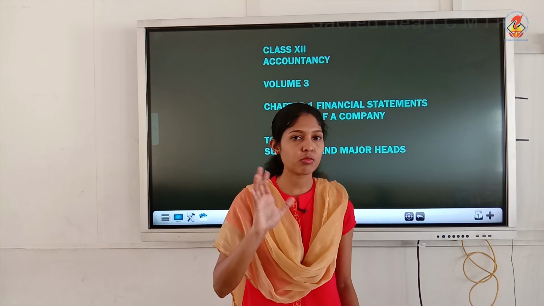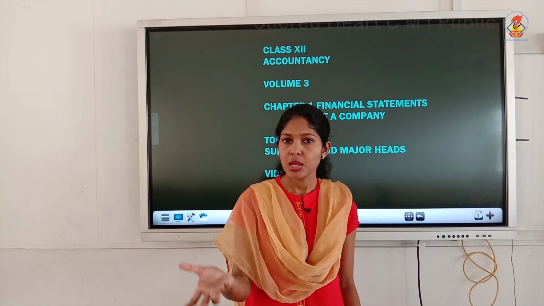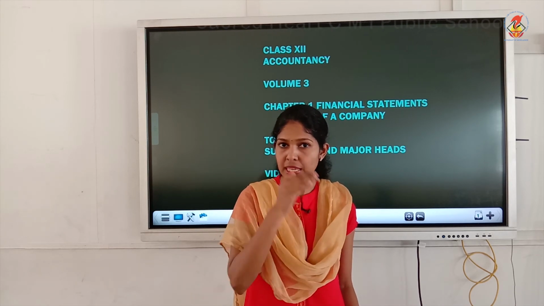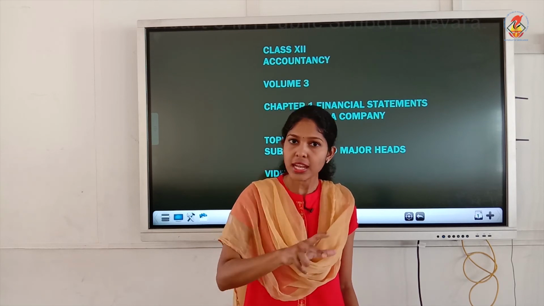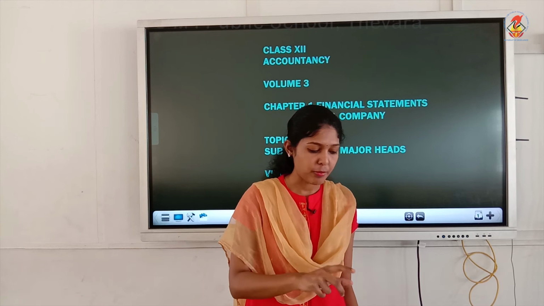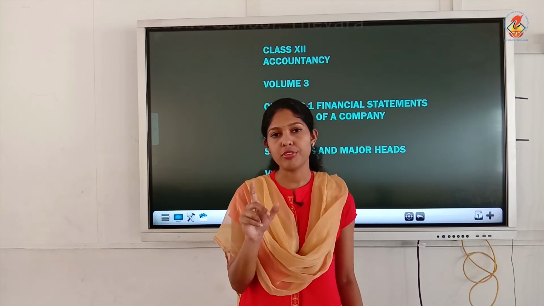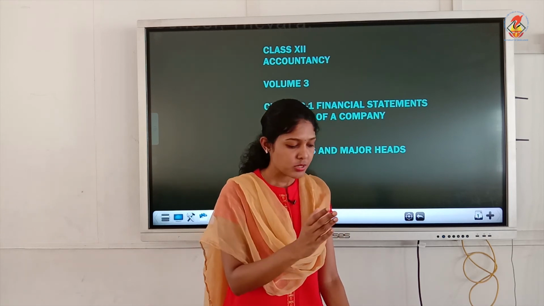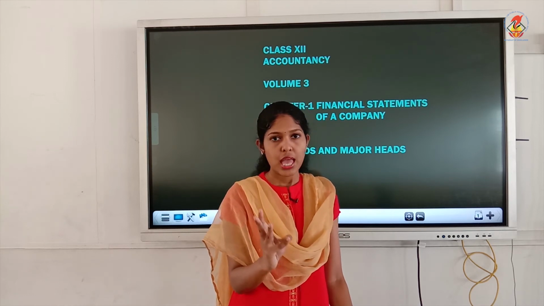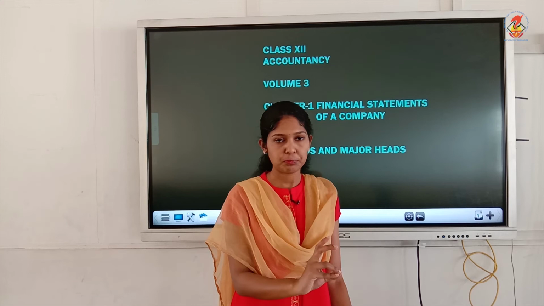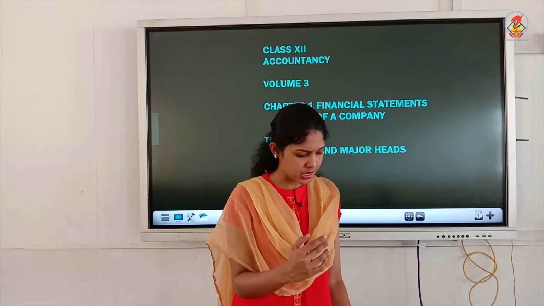Entire 10 lakhs will come under long term borrowings, but what we pay this year, that means it is payable within 12 months, will come under this subhead, that is current maturity of long term debt. And so the subhead for this particular item will be other current liabilities and the major head is current liability. Rarely only you will be getting this item.